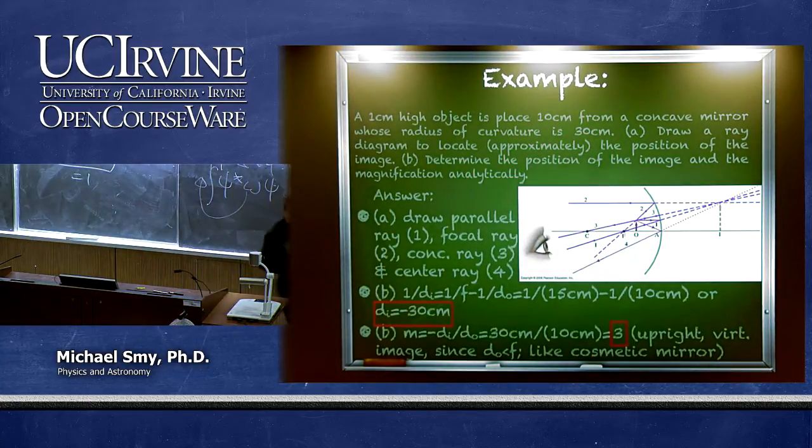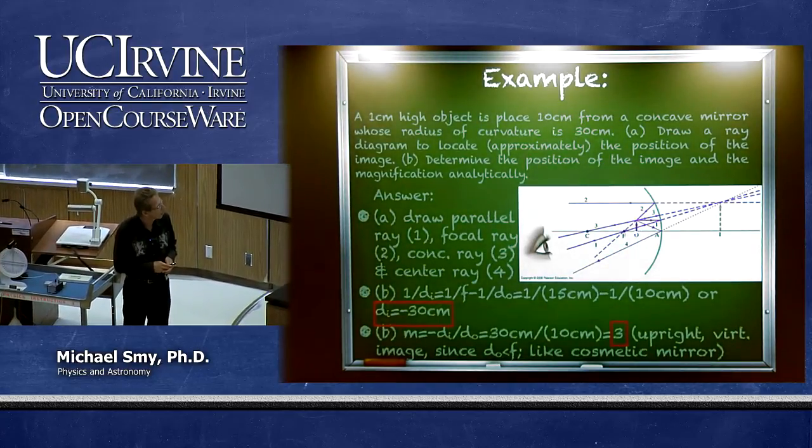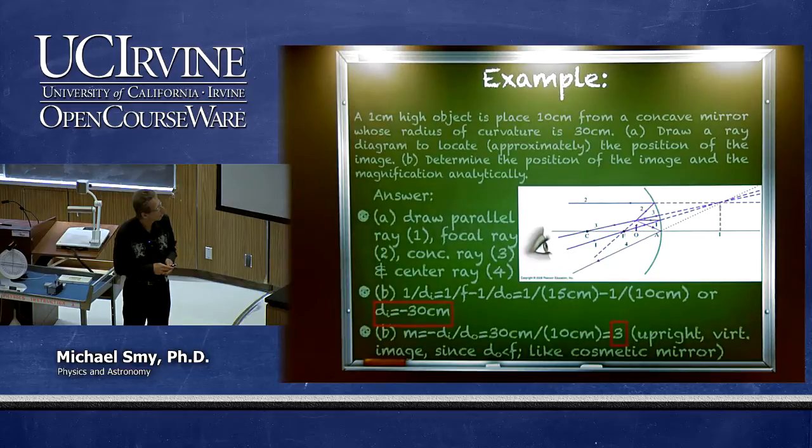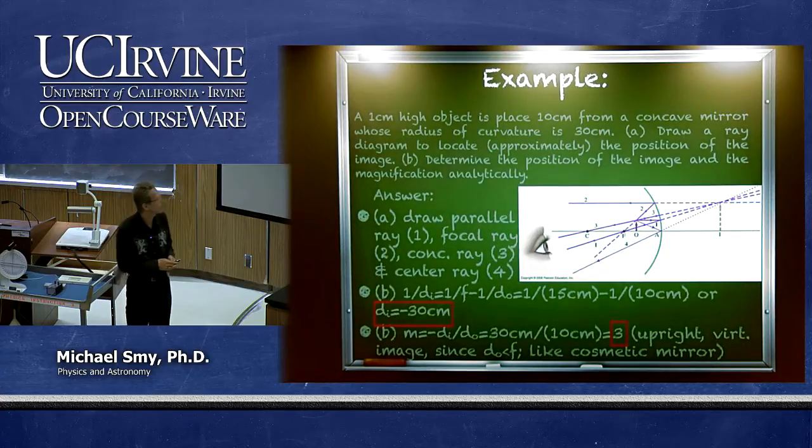So for part A, to draw the ray diagram, we have the object given by these 2 points here, and we only draw the rays for the top of the object. And so the first ray we draw is the parallel ray. So that's ray number 1. So it goes parallel to the optical axis, which is this horizontal line here. And parallel rays get reflected through the focal point. So therefore, this ray continues like this.